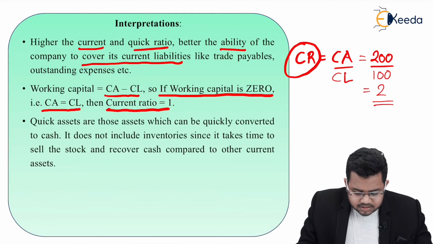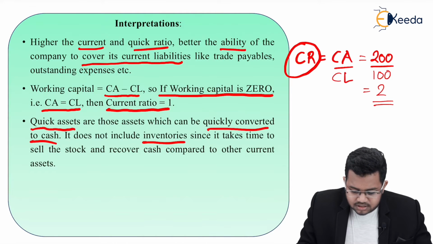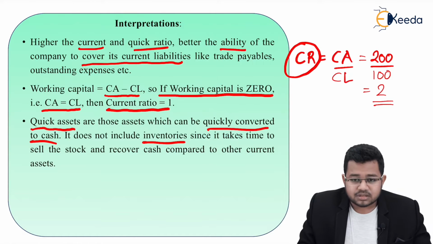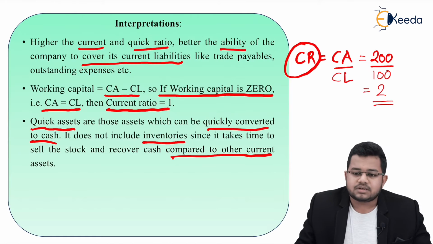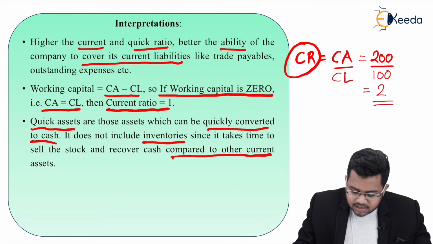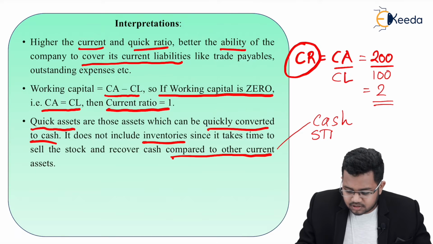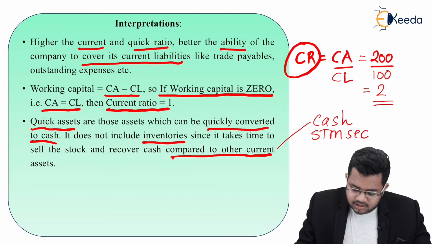Next, quick assets are those assets which can be quickly converted to cash. It does not include inventories since it takes time to sell the stock and recover cash compared to other current assets. What are these other current assets? एक है cash, एक है short term marketable securities and एक था accounts receivables और debtors.